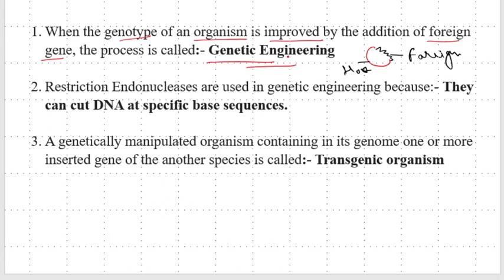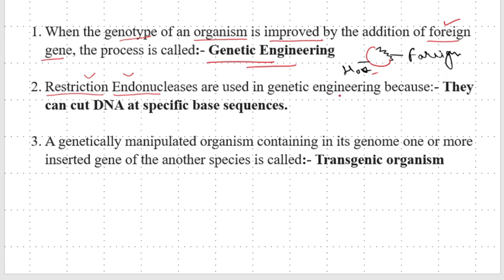So in genetic engineering we are doing the same thing. We are taking the foreign gene and ligating them, and all these things we are doing in genetic engineering to obtain the product. Next question: restriction endonucleases are used in genetic engineering. Restriction endonuclease is known as the molecular scissors in genetic engineering.